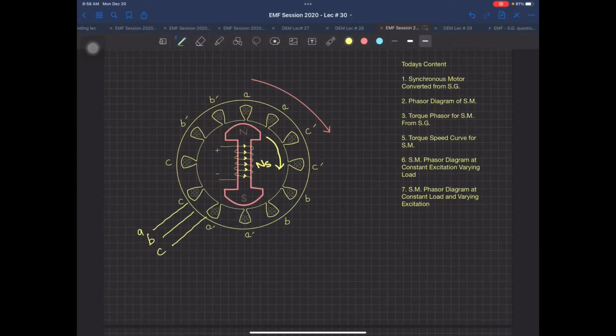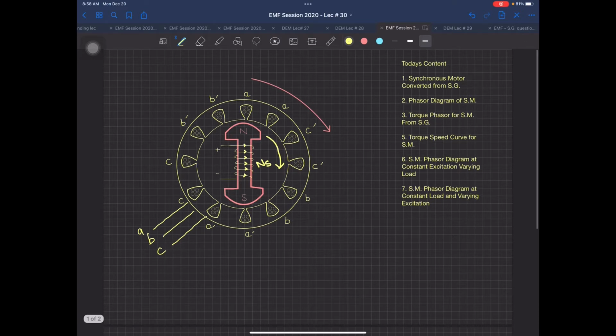Okay, lecture number 30, I'm just repeating it. So lecture number 30 over here, these are the contents over there, and today we are talking about the synchronous motor, the phasor diagrams, the torque, and then if we have time, we are going to talk about this constant excitation part.